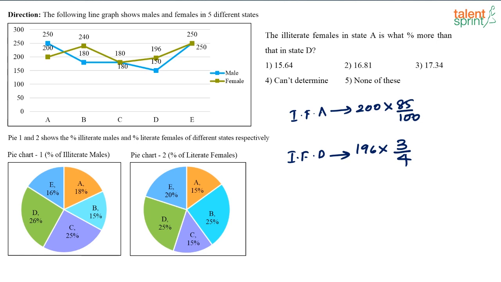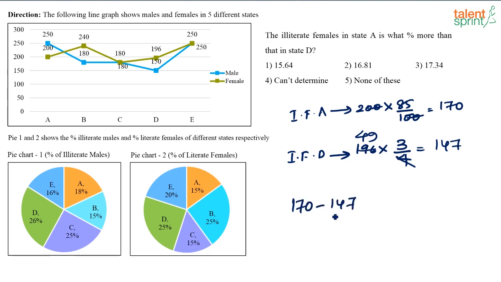So you have to find out these values. These are the values that they are asking. So here you have, what is this? So this is equal to 170 and 147, correct? So what is the difference between them? 170 minus 147, correct? So you have to find out what percentage more than.